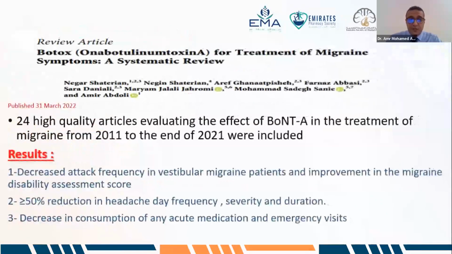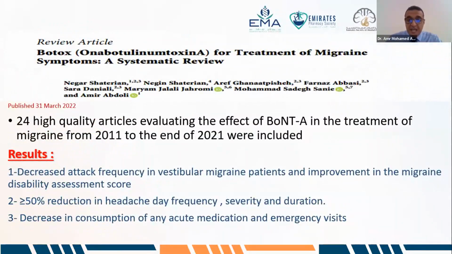Another review was on botulinum toxin A for treatment of migraine symptoms; it was a systematic review. This review included 24 high-quality articles evaluating the effect of botulinum toxin A in the treatment of migraine from 2011 up to the end of 2021. The results showed decreased attack frequency in vestibular migraine patients and improvement in the migraine disability assessment score, with more than 50% reduction in headache day frequency, severity, and duration, and decreased consumption of any acute medication and emergency visits.